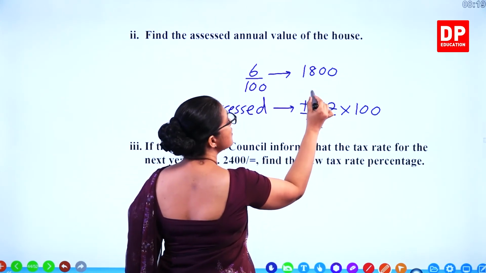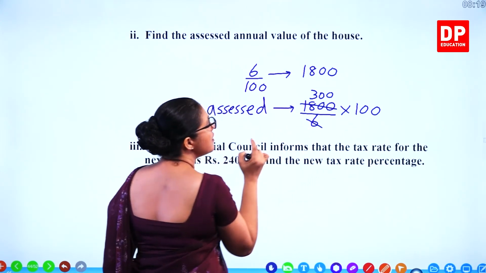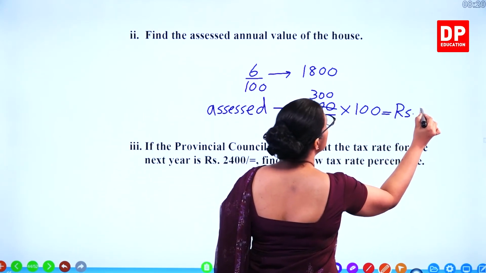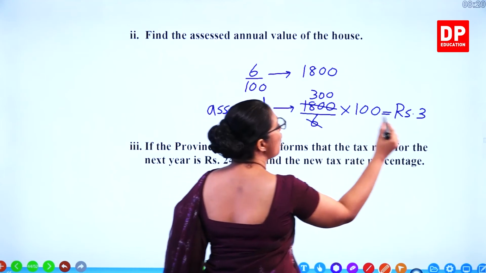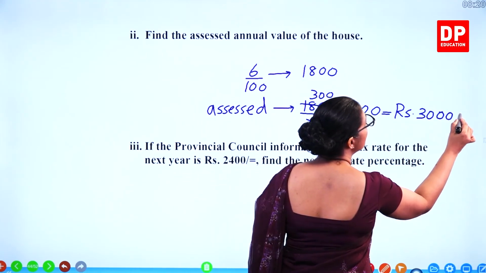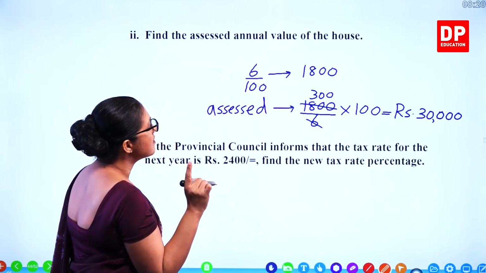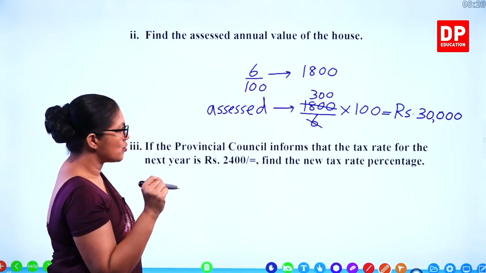So 6 times 3, 300 into 100. That's the answer. 3 with 1, 2, 3, 4 zeros. 30,000 rupees is the assessed value of the house.